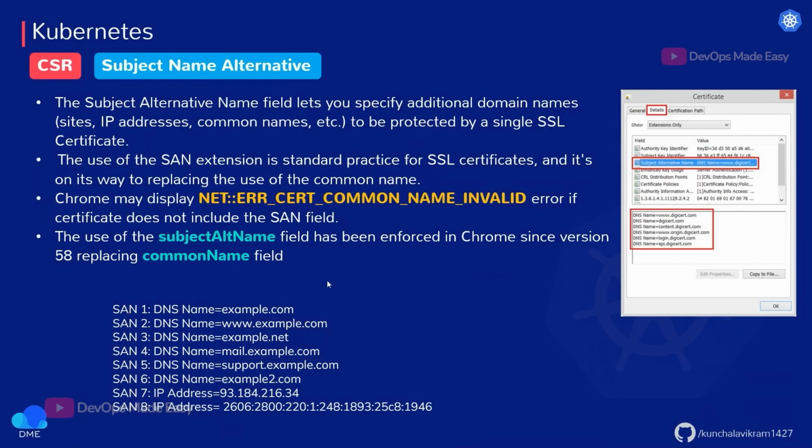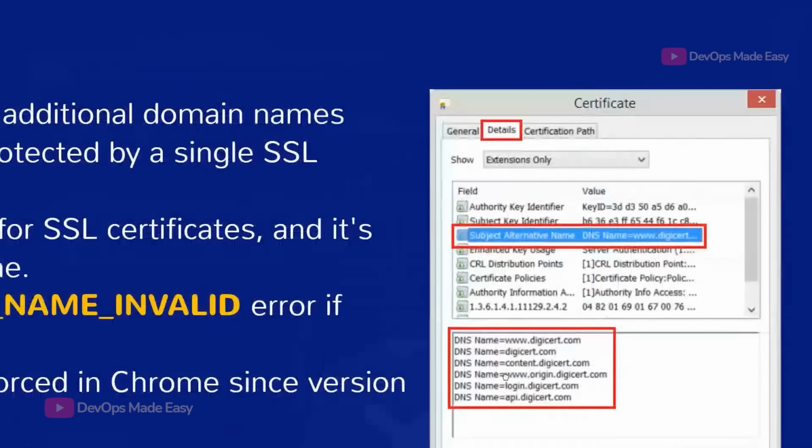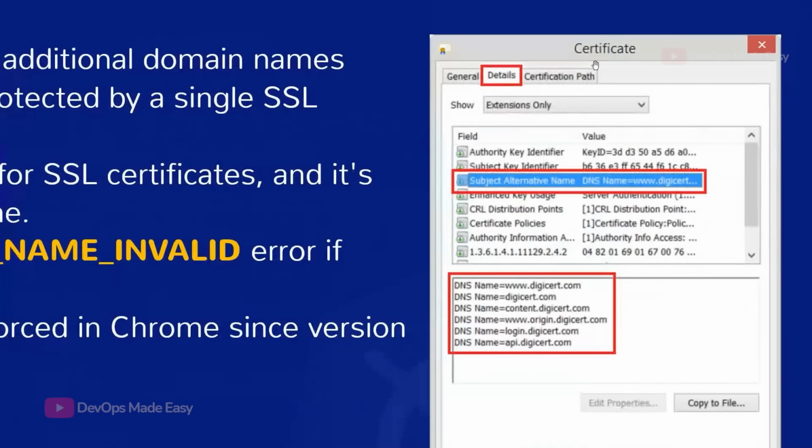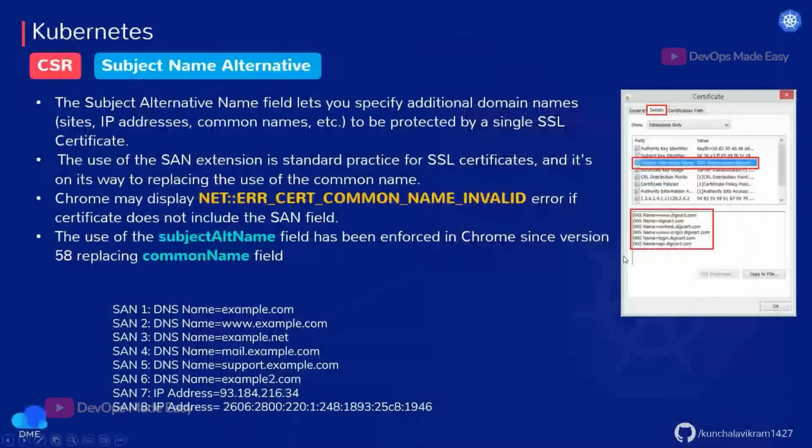Okay, in fact, if you try to check the details of your certificate, which I'm going to show in some time, you can also see the subject name alternative. These are all the names that are covered by the same certificate. So don't get confused with the wildcard certificate. This is not a wildcard certificate, this is subject name alternative. What are the alias names that people will use to access your website? Okay, clear guys?